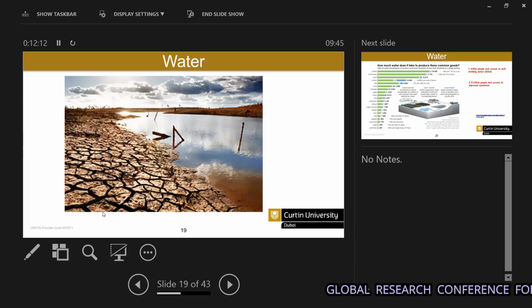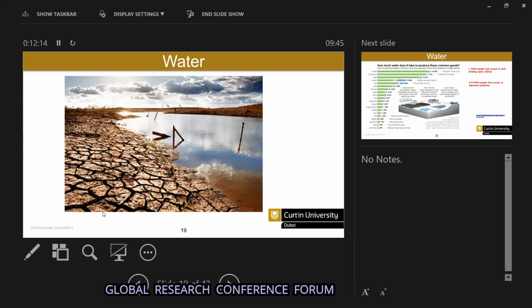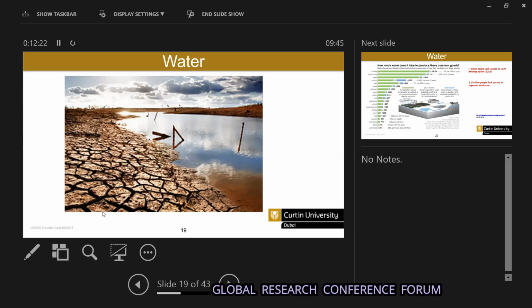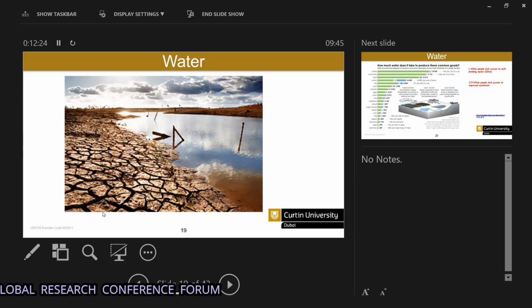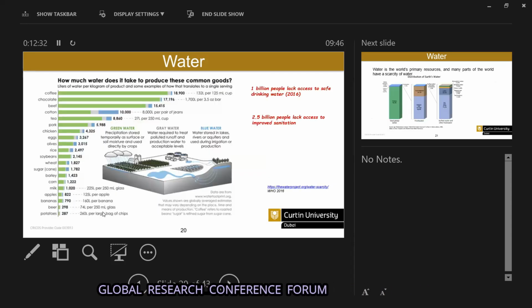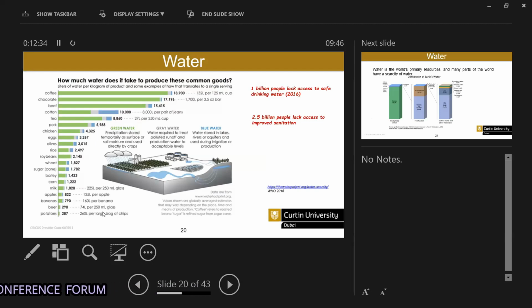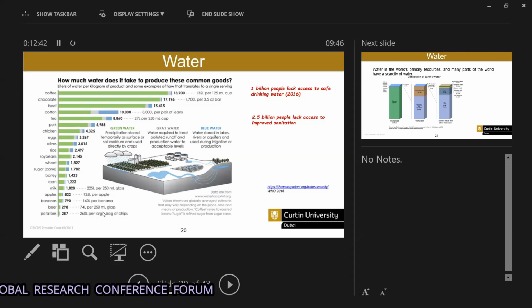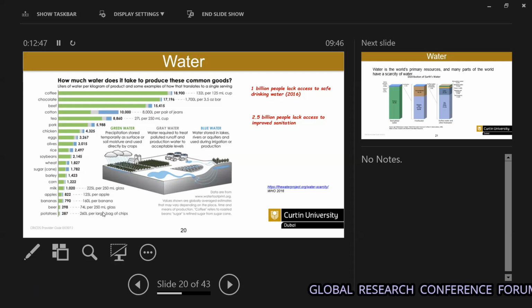To manufacture that set of tools, about 10,000 liters of water. To manufacture one shelf, 3,000 liters of water will be required. To produce 1 unit of electricity, 300 liters of water will be required. To manufacture a car, 400,000 liters of water will be required. Even to manufacture a small sheet of paper, 6 to 10 liters of water will be required. Similarly, not only manufacturing, even a cup of coffee needs a lot of water. Many products require a lot of water.